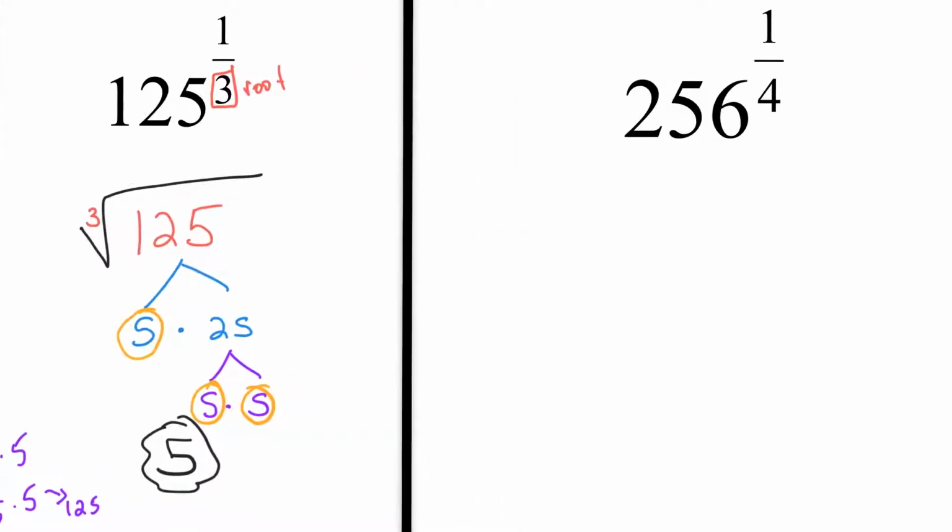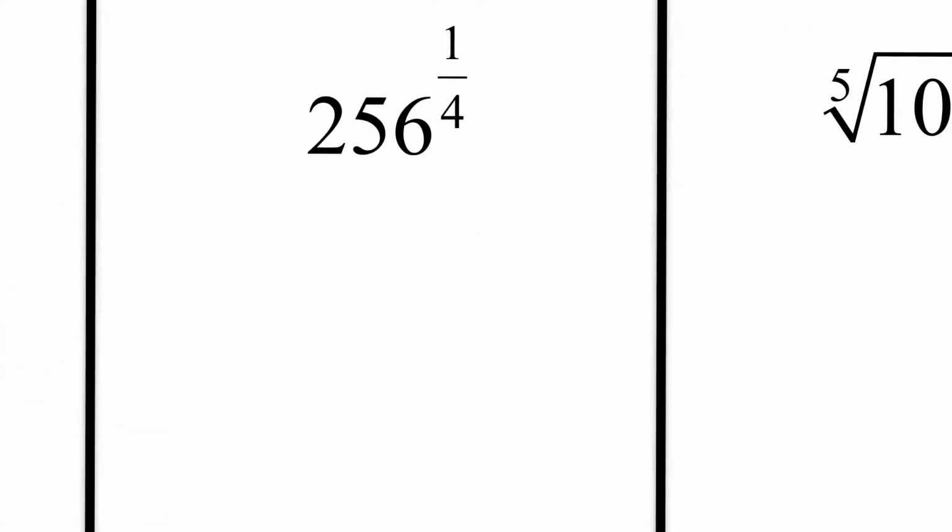If you have the fourth root, notice here my denominator is 4, so I'm looking for the fourth root. I'm going to change this to radical form. So here's my radical, and my root is 4, so I put a 4 outside of the radical, in between the tail and the radical. My base will become the radicand, so 256.